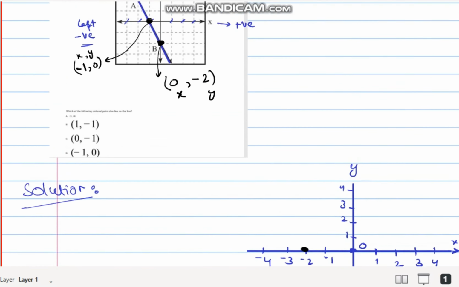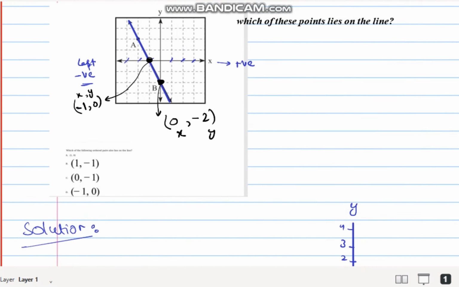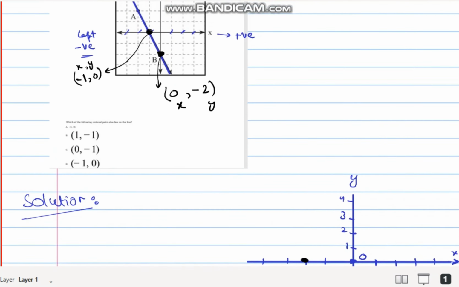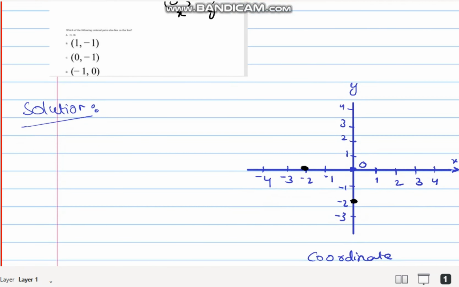Now we have to make the line. Which line? This line. Teacher, the x is minus 1. Yes, exactly. Yes, thank you for the correction. Okay, very good.